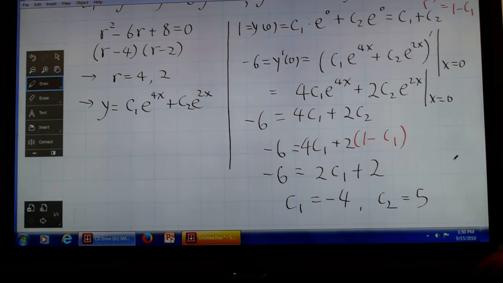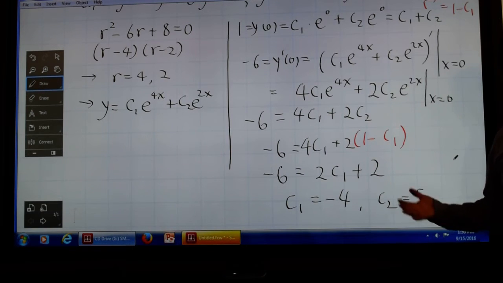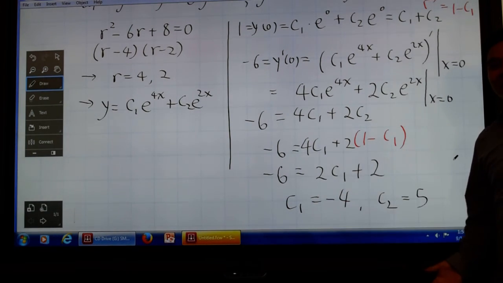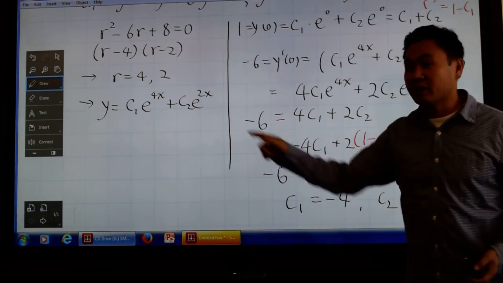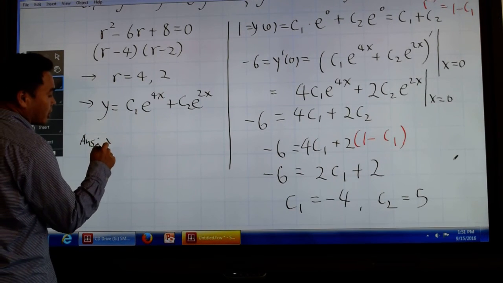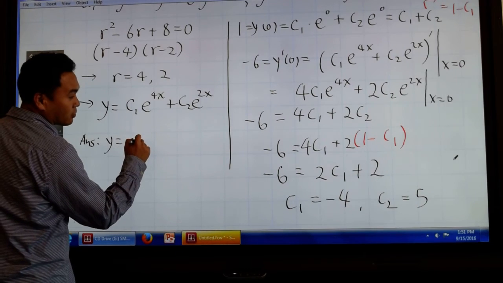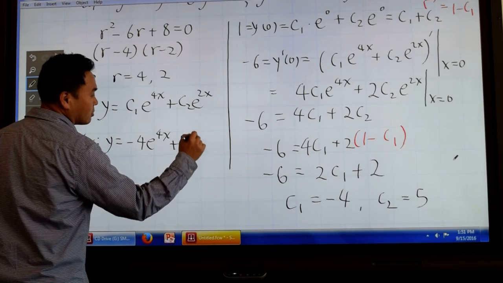And therefore, another common mistake that people make is after getting these values, you get so overjoyed that you are able to get the answer, or you get the sense of accomplishment that you think this is it. But this is not the end. What do you have to do? You have to put these back in here, and that's your final answer. So the answer is really y equals negative 4 e to the 4x plus 5 e to the 2x.